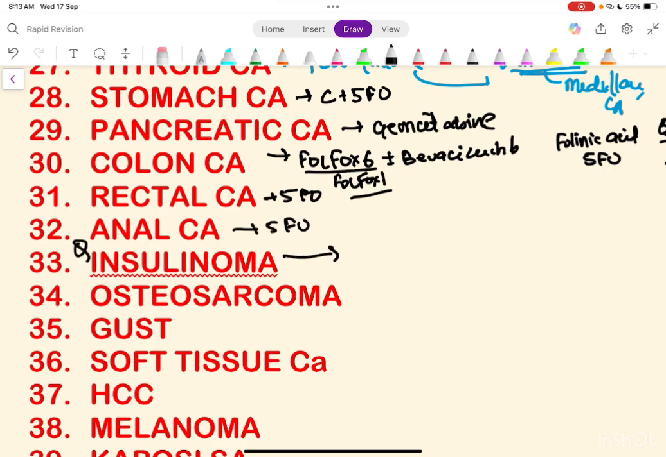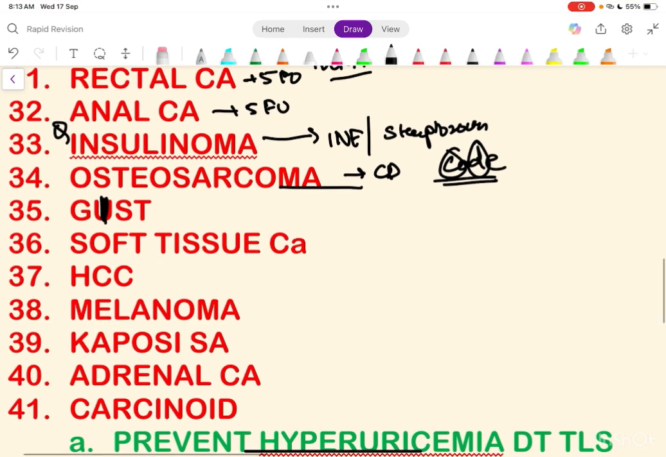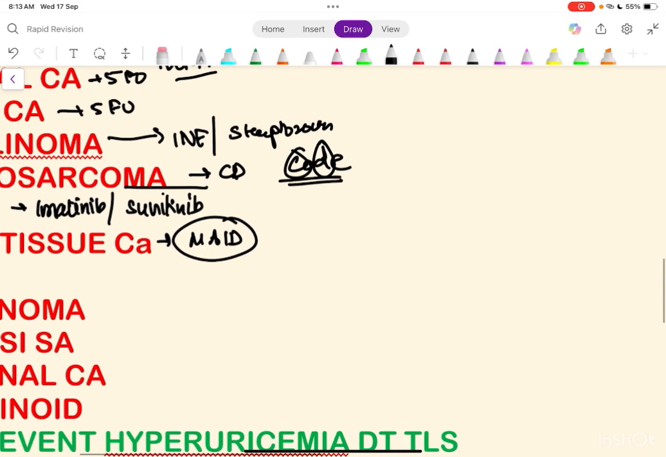Then in rectal we have 5-fluorouracil, anal cancer also 5-fluorouracil. Then over here this is asked, so insulinoma, you have to remember I for insulinoma, interferon, or you can give streptozocin. In osteosarcoma you have to remember basically CD, so obviously that is cisplatin and doxorubicin. Now in GIST, that is gastrointestinal stromal tumors, we have imatinib or sunitinib. Alright, then coming on to the soft tissue tumor, in this you have something called MAID. Now MAID is basically mesna plus adriamycin plus ifosfamide and dacarbazine.